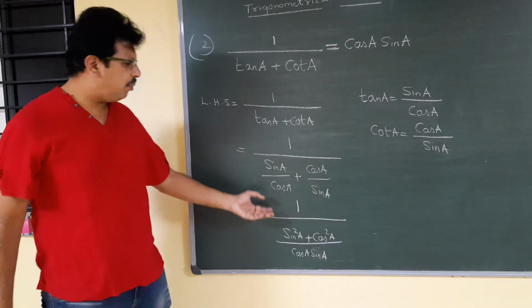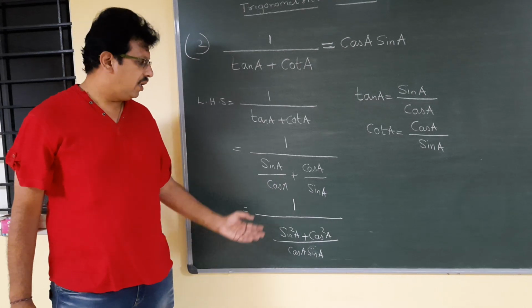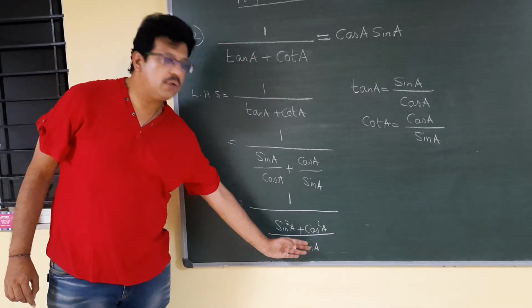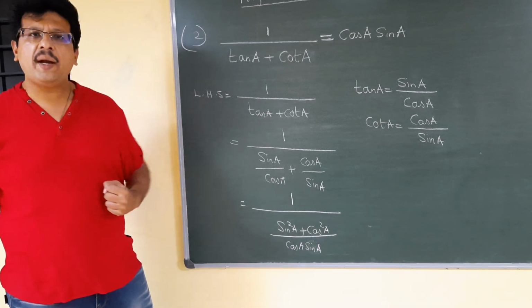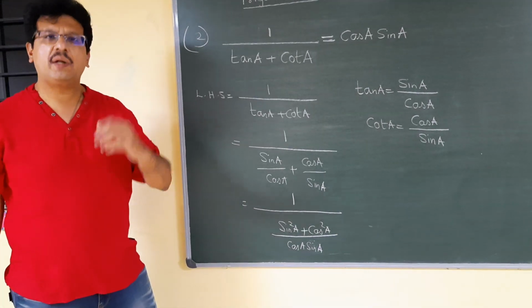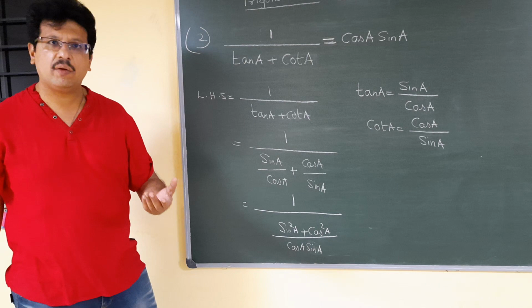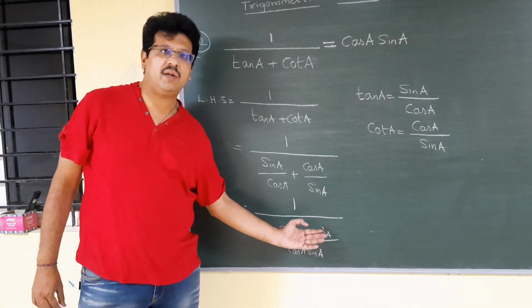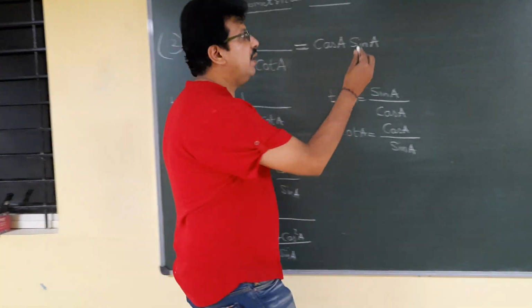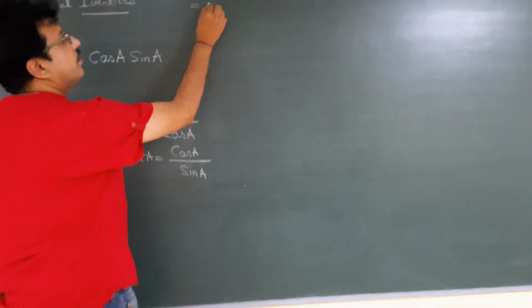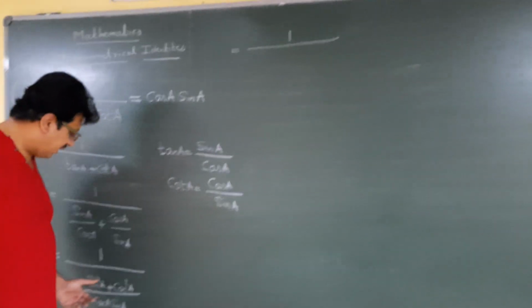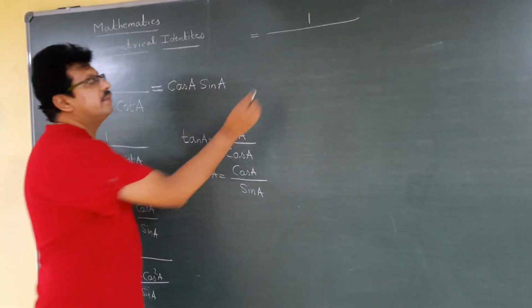This is a very important thing you should understand, children: we have taken 1 by sin square A plus cos square A by cos A into sin A. Now you have to go back to the trigonometrical identity, which all of you should be remembering. Sin square A plus cos square A is 1. That is very, very important. That you should learn very well. That is equal to 1 divided by, I am writing sin square A plus cos square A as 1.